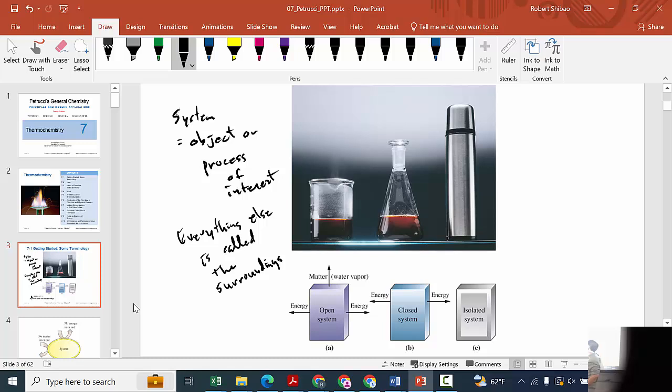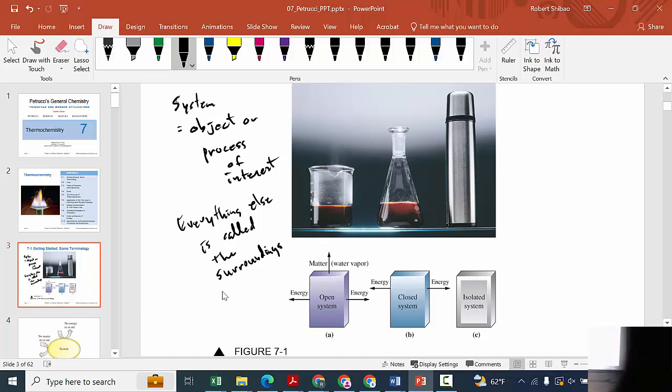Things can enter into our system. And so this is an open system. Energy and matter can be freely exchanged in an open system. So in an open system, energy and matter can be freely exchanged. When I say freely exchanged, it's freely exchanged between the system and the surroundings. So it can go back and forth. Energy and matter can be freely exchanged between system and surroundings.